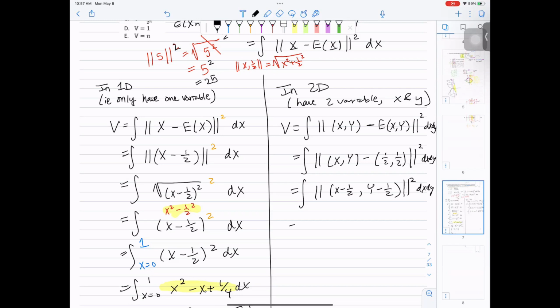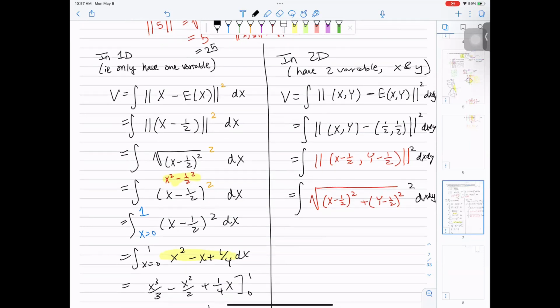Okay, what is that? Let me make this magnitude in red so it's not confusing. What is the magnitude of that? It's the square root of each component squared. So the first component squared plus the second component squared, and all of that squared, dx dy. So this squared and this square root cancel. I'm left with x minus 1/2 squared plus y minus 1/2 squared, dx dy.